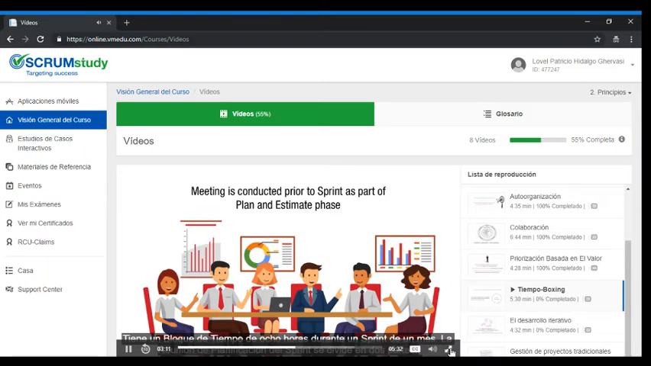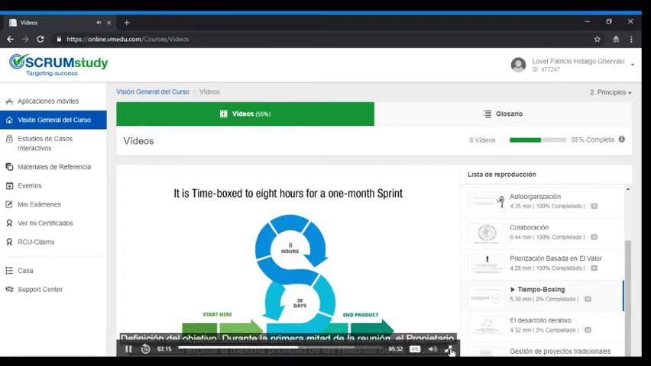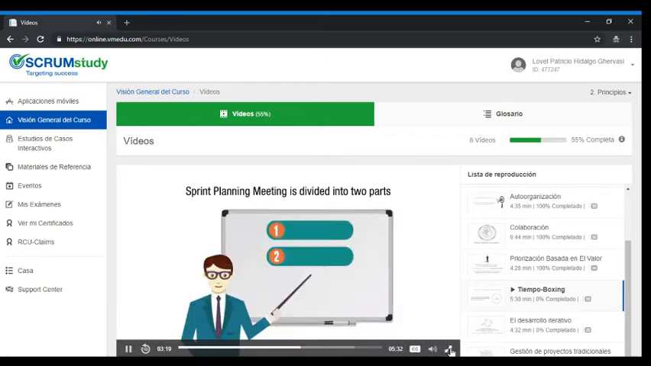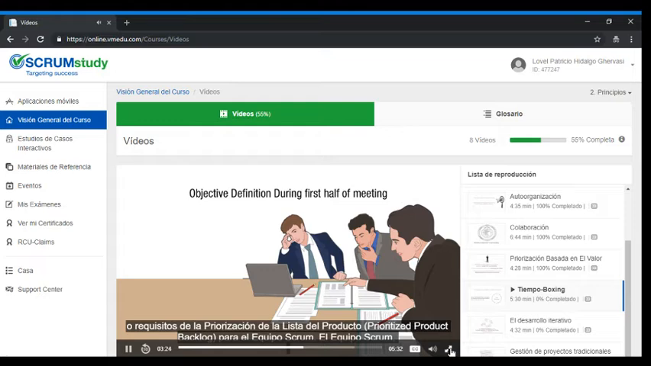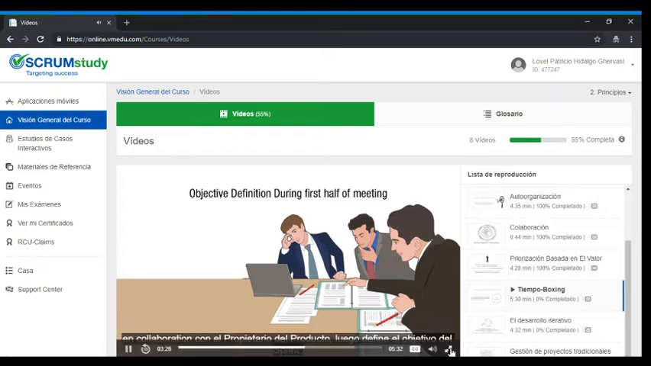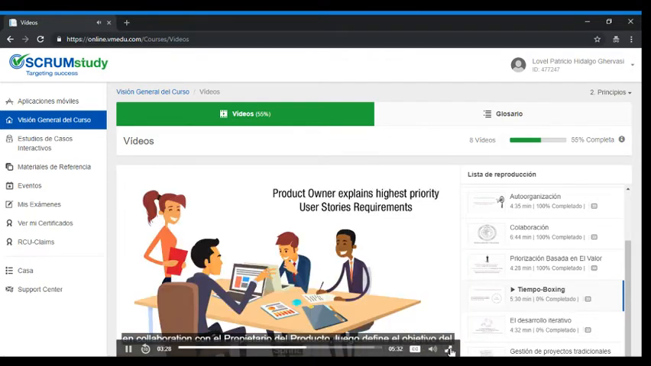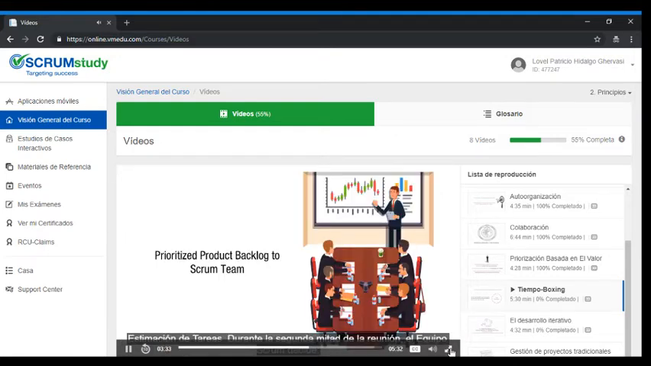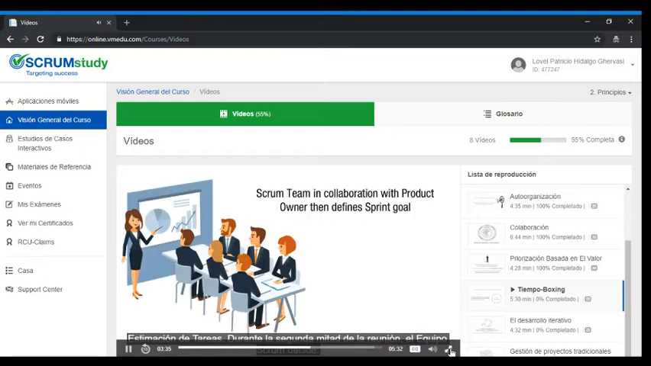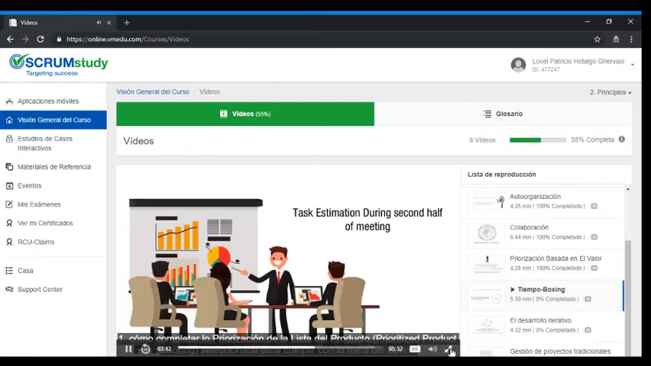Next is the Sprint Planning Meeting. This meeting is conducted prior to the sprint as part of the Plan and Estimate phase. It is time-boxed to 8 hours for a 1-month sprint. The Sprint Planning Meeting is divided into 2 parts. Objective definition. During the first half of the meeting, the product owner explains the highest priority user stories or requirements in the prioritized product backlog to the Scrum team. The Scrum team, in collaboration with the product owner, then defines the sprint goal.